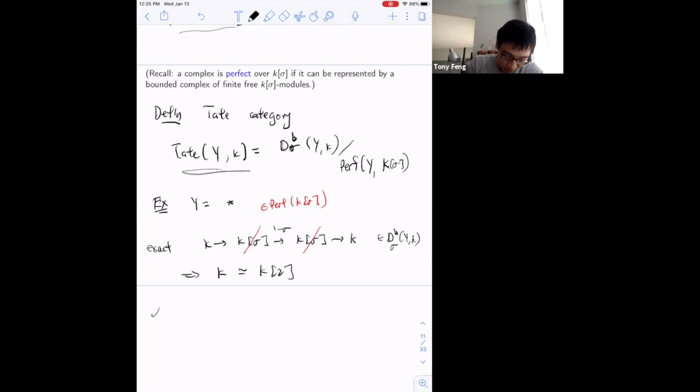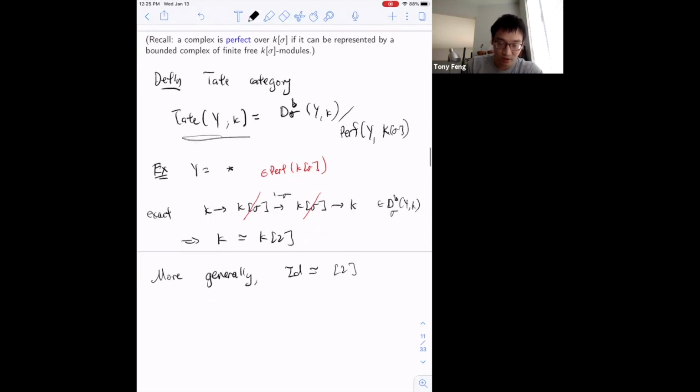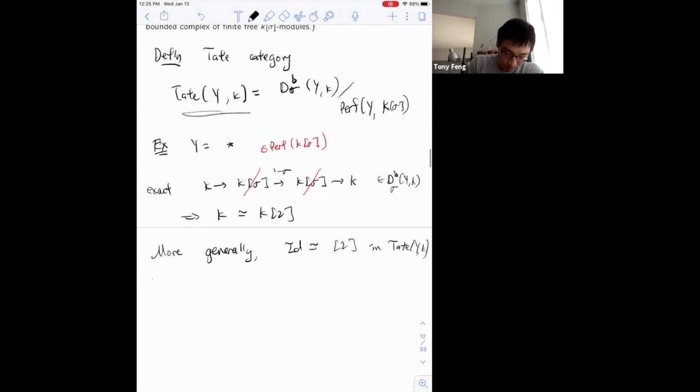And yeah, more generally, the identity functor is isomorphic to the shift by 2 functor in the Tate category. So, well, we could say that this Tate category is 2-periodic, but this is certainly a property which is not enjoyed by the usual kinds of derived categories that you work with. So it's a bit disorienting, possibly.